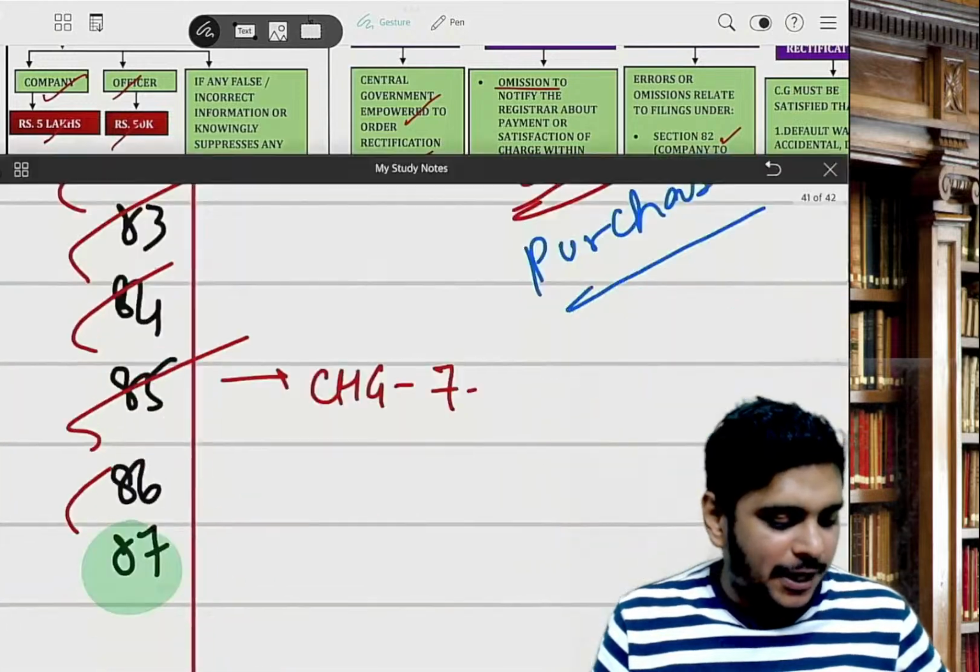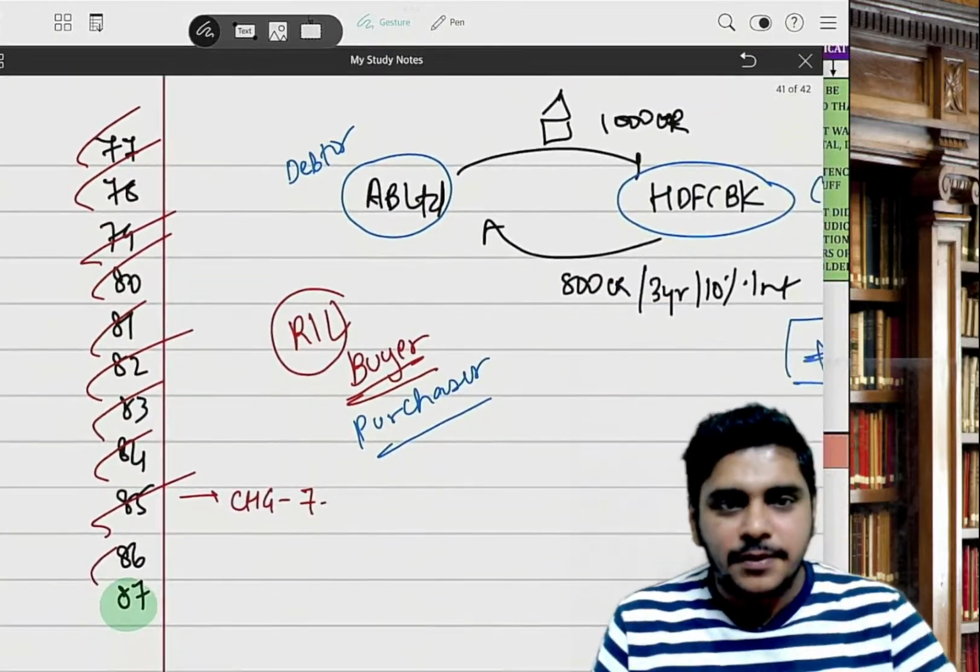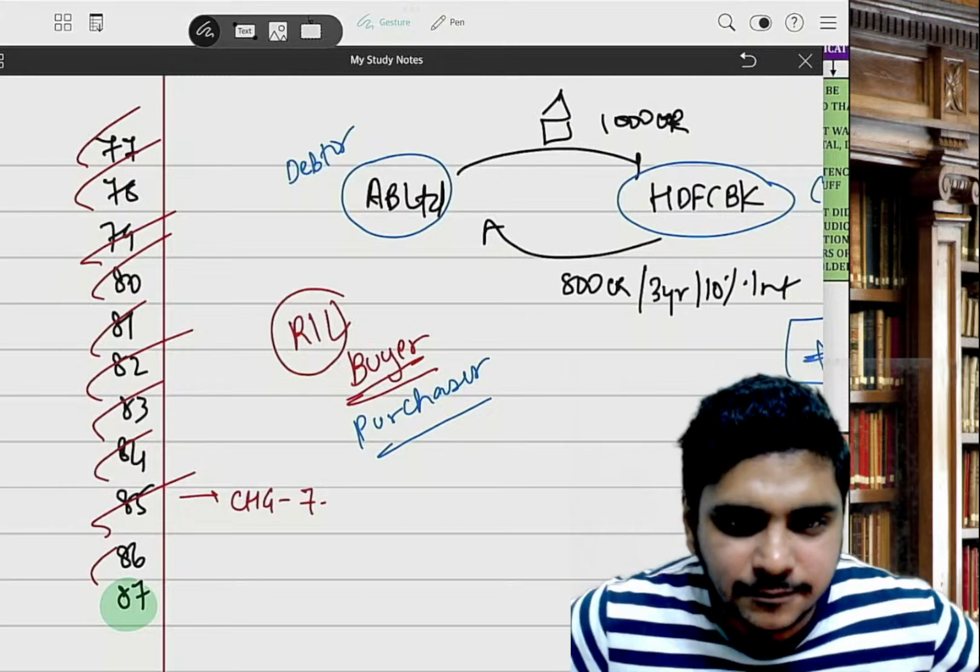Guys, are you able to recall the provisions? How's the session going, guys?